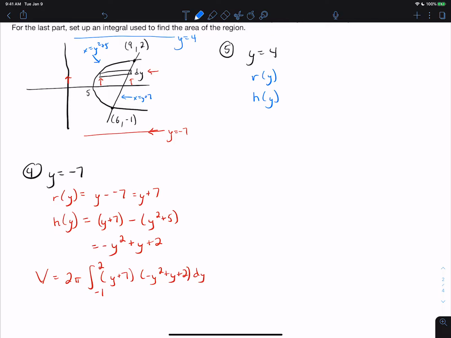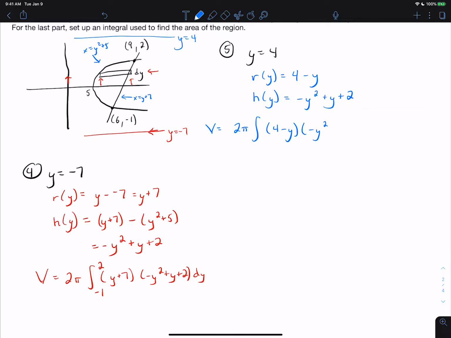So we get 2 pi rh. R is the distance from the line we're revolving around to the rectangle. That's 4 minus y because we take the top y minus the bottom y. The height is the same height as it was before, and after simplifying we get negative y squared plus y plus 2. That means the volume is 2 pi times r times h.